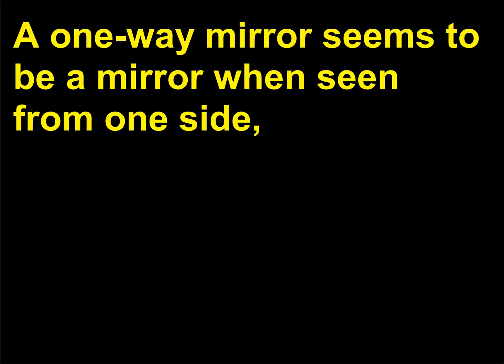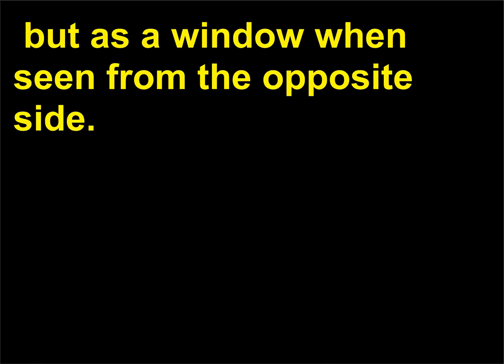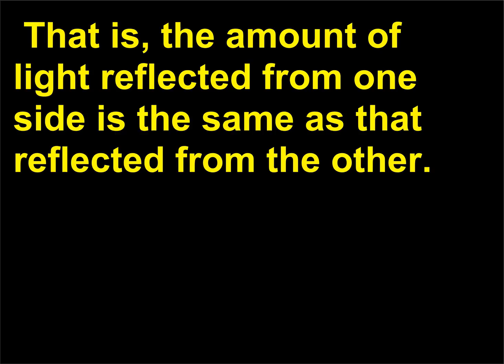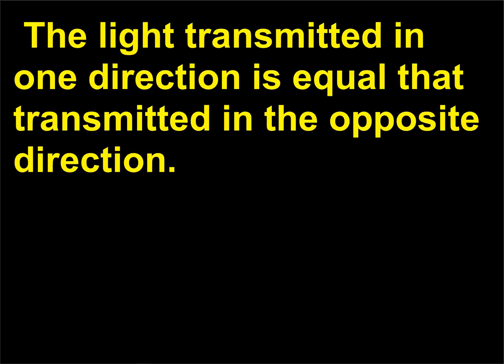A one-way mirror seems to be a mirror when seen from one side, but as a window when seen from the opposite side. Thus the window is disguised as a mirror to allow secret surveillance. Physically, there is no such thing as a one-way mirror. That is, the amount of light reflected from one side is the same as that reflected from the other. The light transmitted in one direction is equal to that transmitted in the opposite direction.